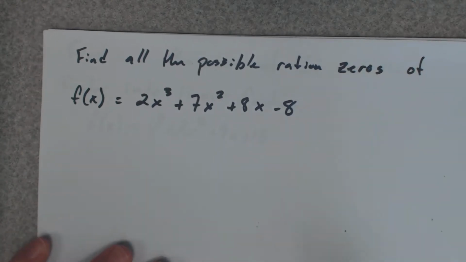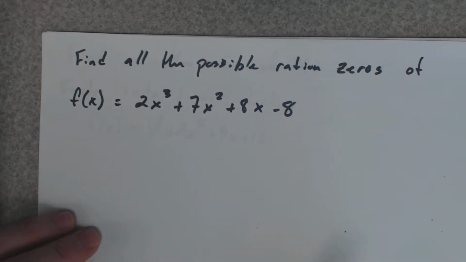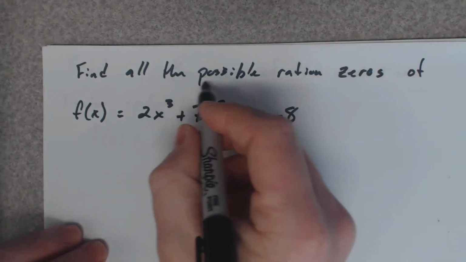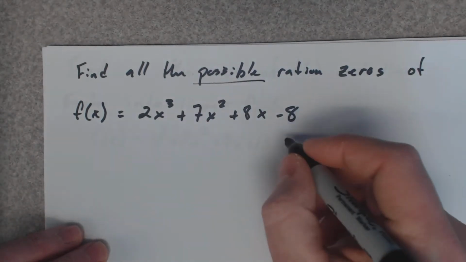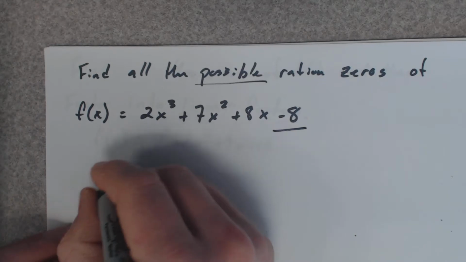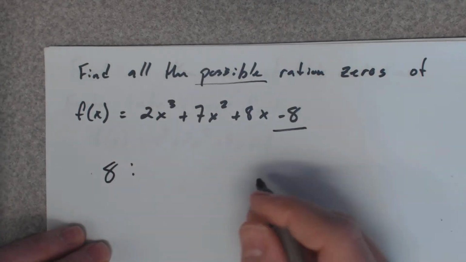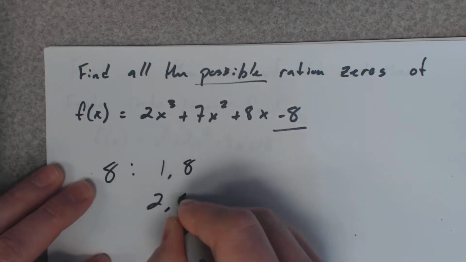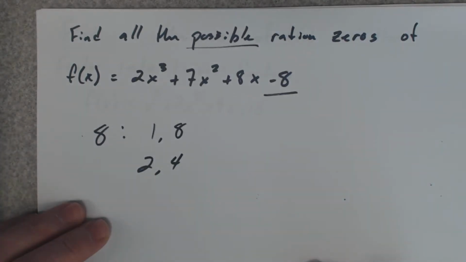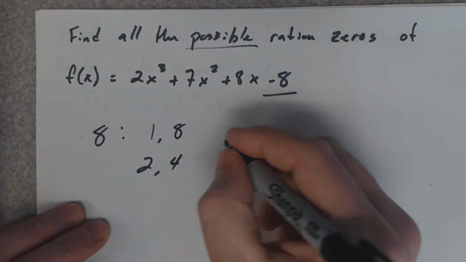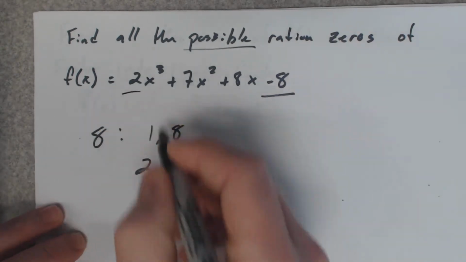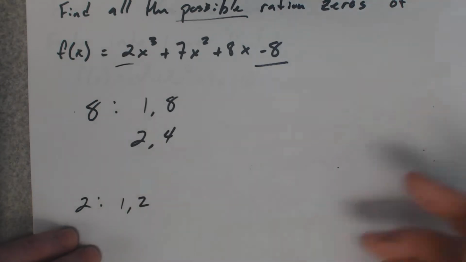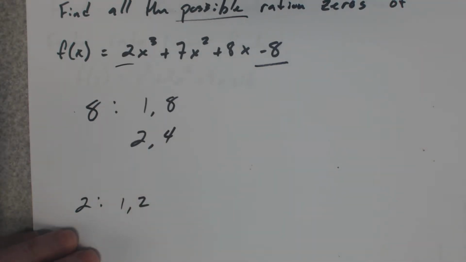Find all the possible rational zeros. Okay, so possible rational zeros. You take all the factors of the last number. Don't worry about the negative business. What are all the factors of 8? 1 times 8, 2 times 4. And that's it. And then you take all the factors of the front number. What are all the factors of the front number? 1 times 2, and that's it.